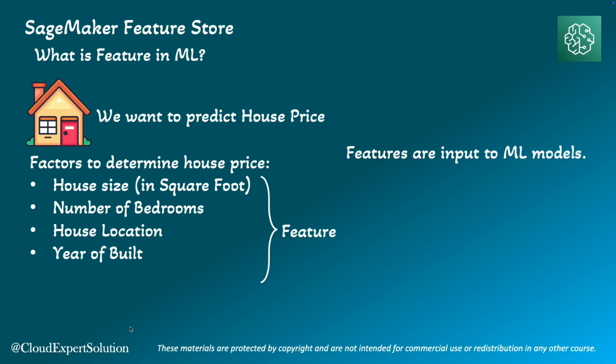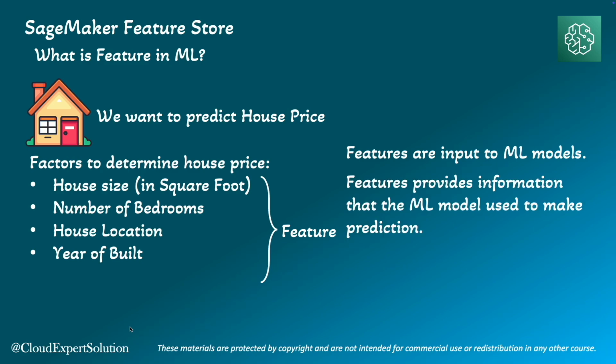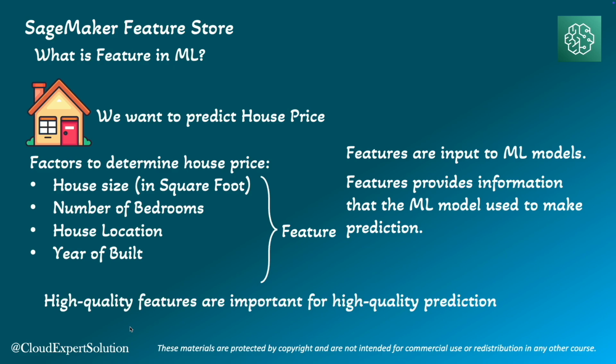Features are input to the machine learning model, and these features provide the information that the machine learning model uses to make predictions. By analyzing these features, the model can learn patterns and relationships that help it estimate the house price accurately. Since we have understood what a feature is, let's review SageMaker Feature Store.